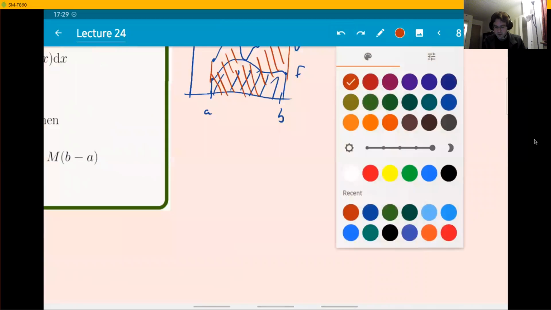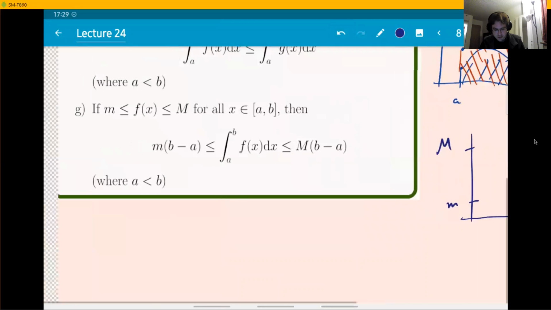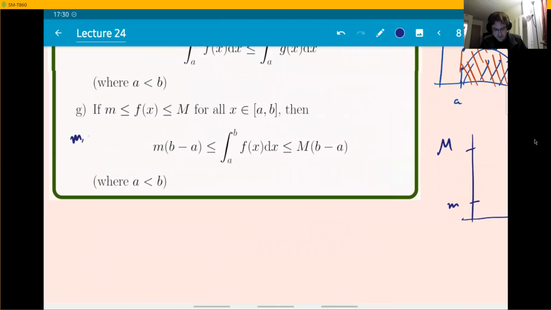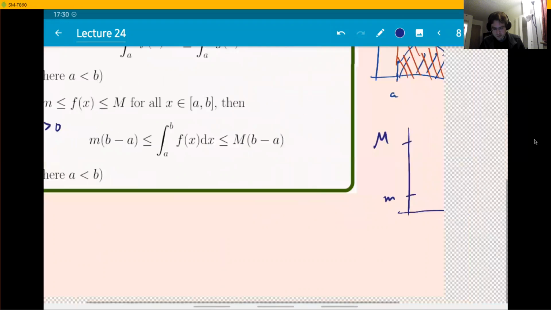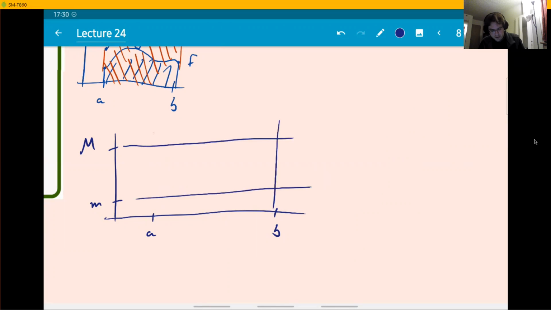A drawing for that would be like this. Imagine that you have some function between two values, little m and big M. They should technically be positive here. Let's say they are, everything is positive. That's going to certainly be easier to think about. So you have some function between a and b, but it's always between these two values, big M and little m. It doesn't even need to reach those values, although I'm going to imagine it does.